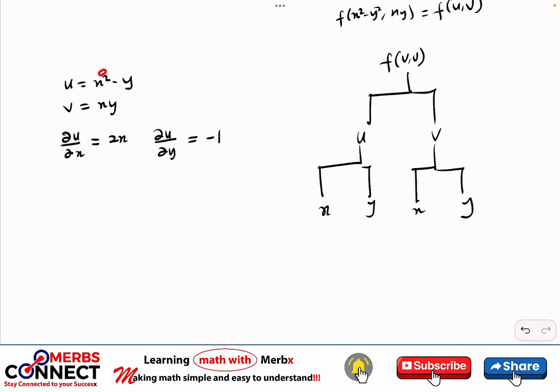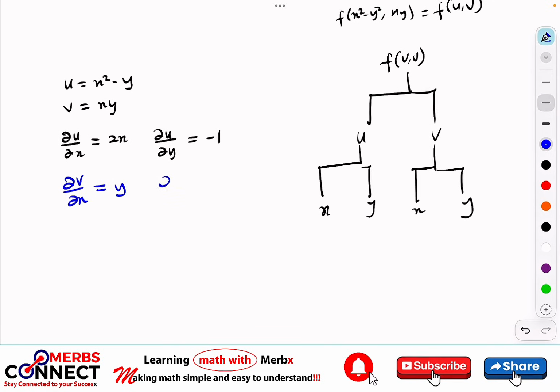Its partial derivative will be 0. When I differentiate this, I get minus 1. Let's get to v. Let me use a different color. Partial of v with respect to x is going to give us y, and partial of v with respect to y will give us x.